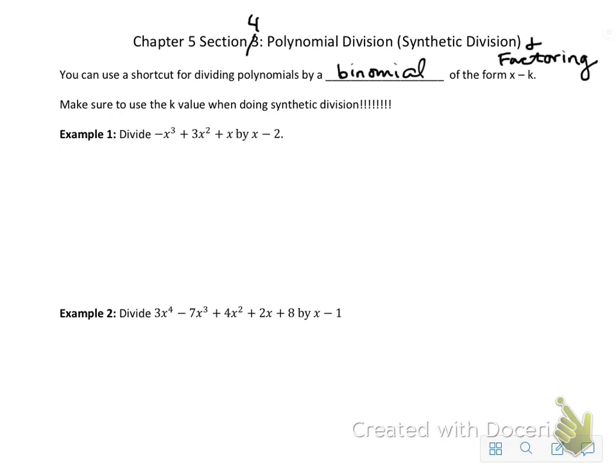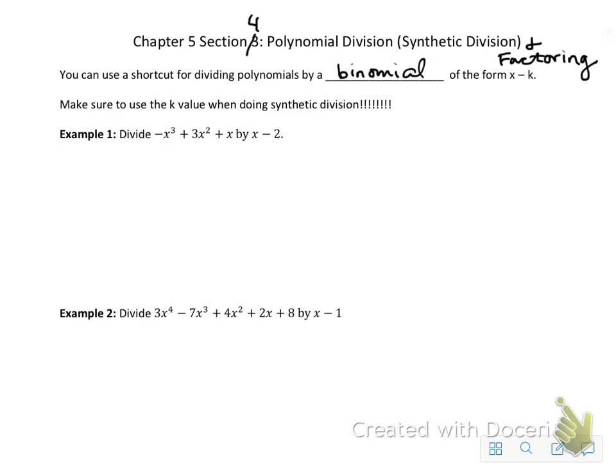So now that you've learned how to do long division, we have a shortcut. Now, don't get mad at me yet. The shortcut only works when you have a binomial of the form x minus k. So in our previous video, we've been dividing by things like x squared minus 3x minus 2. That doesn't count. You can't use this shortcut for those types of problems. So you did not learn the process for nothing. Okay? This only helps if you have a binomial, such as in example 1.